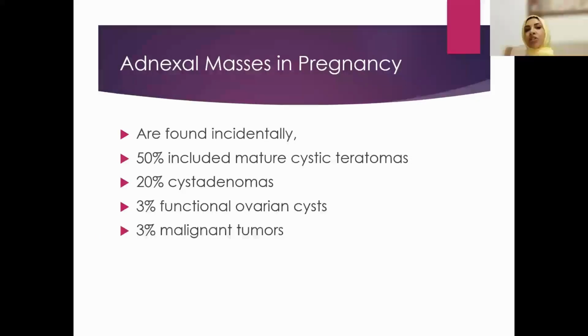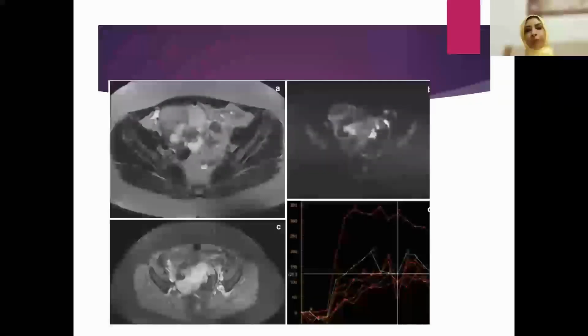When we see adnexal lesion in pregnancy, the majority will be mature cystic teratoma, maybe cystadenoma, functional cyst, and the least likely is a malignant lesion.